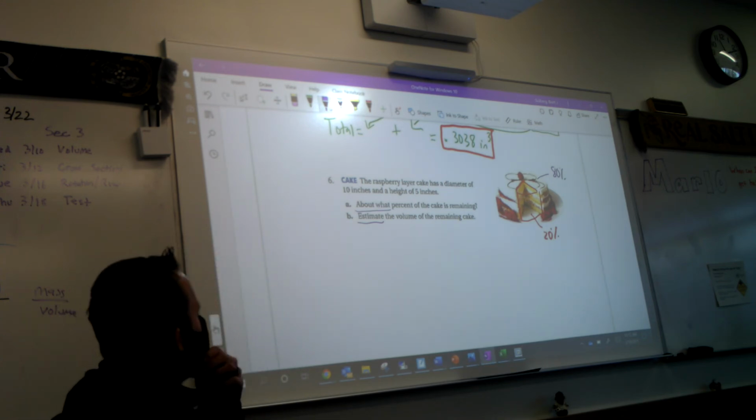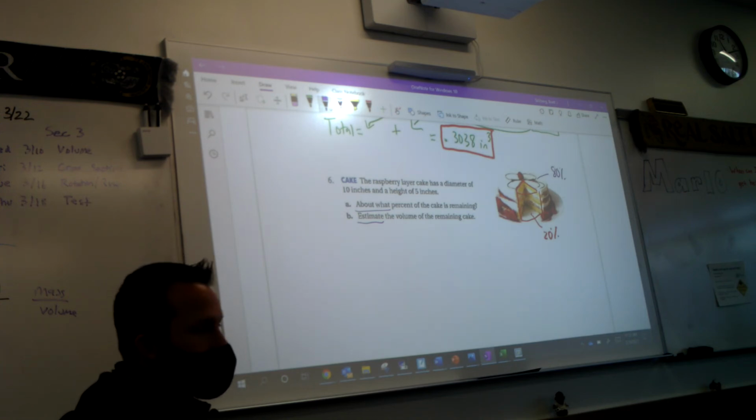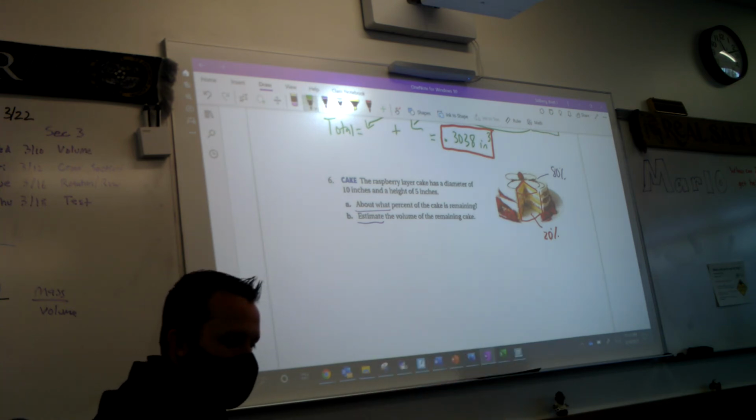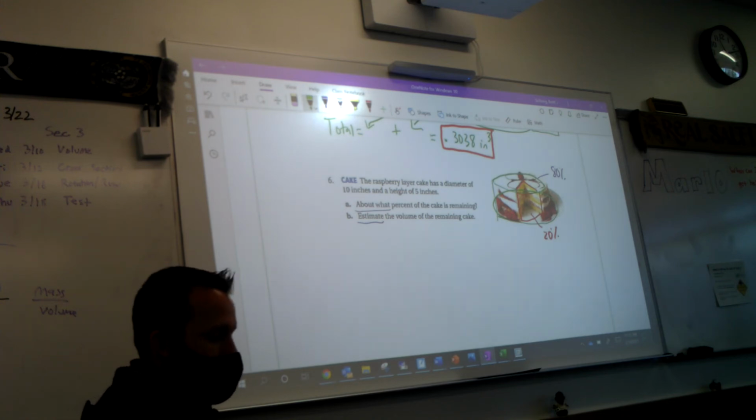Now, if we were to try to figure out the volume of this, what shape should we use? It's a huge black cylinder. Yeah, it's a cylinder, right? So let's figure out what the total volume is for this cylinder. And then if we're trying to figure out what amount is left, let's just figure out what 80% of it is. Okay, so Jade, what is our formula for the volume of the cylinder?